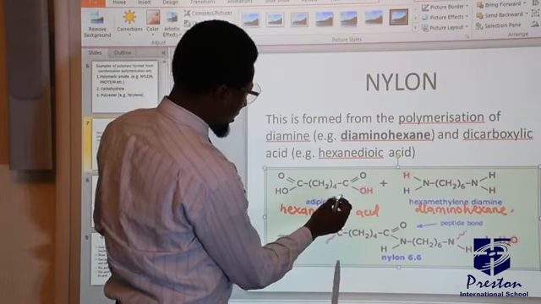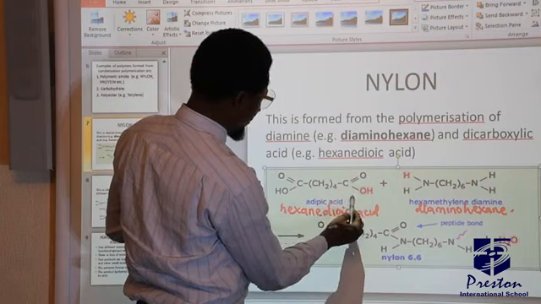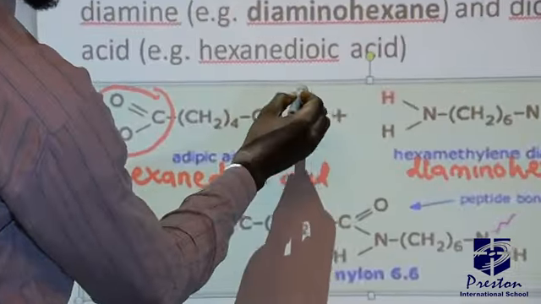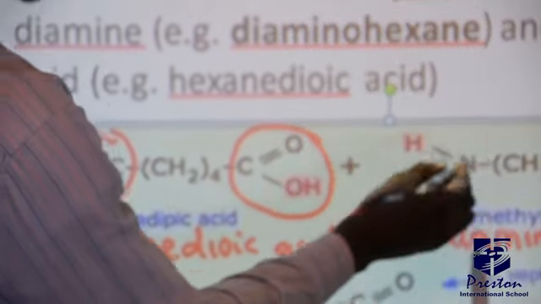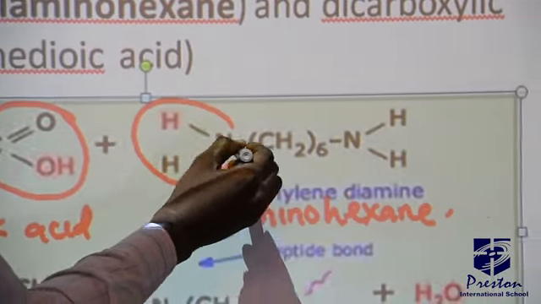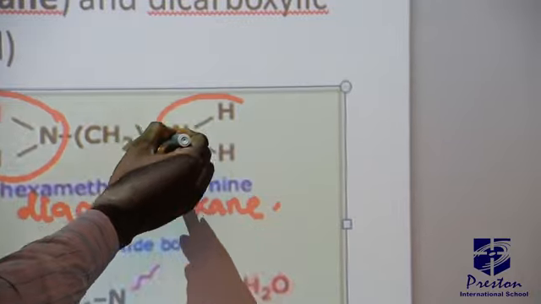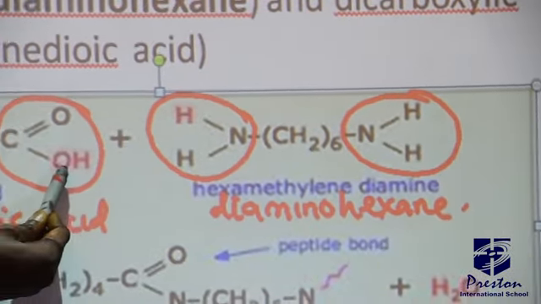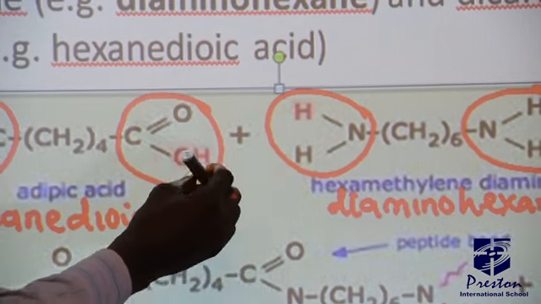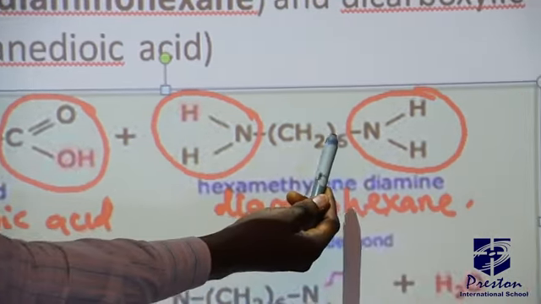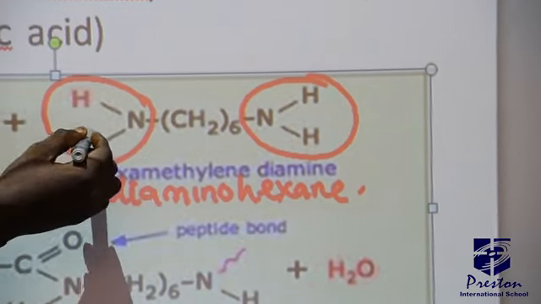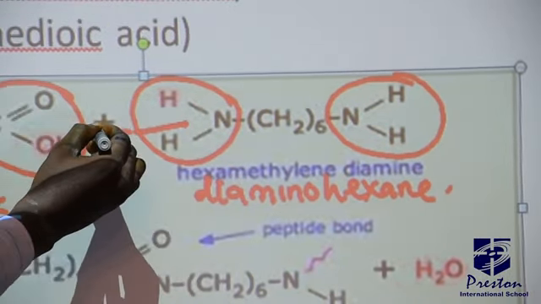Now, let's look at this. This is the carboxylic group you have here. This is another carboxylic group you have here. Now, this is the amine group of this compound. This is also the amine group of this compound. Now, from the carboxylic end of this hexane acid and the amine end of this diaminohexane, water will be removed.